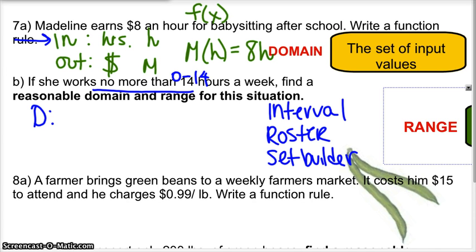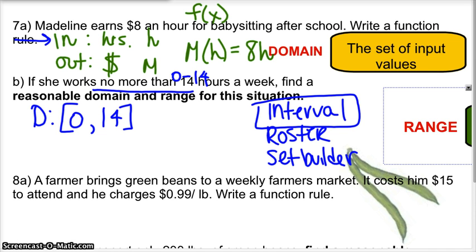The difference between which to use depends on, can we have partial values? Can she work a partial hour? Sure. So I think interval is going to be the best answer. She could work 0 hours all the way up to exactly 14 hours. So that is the domain, 0 to 14. The range.